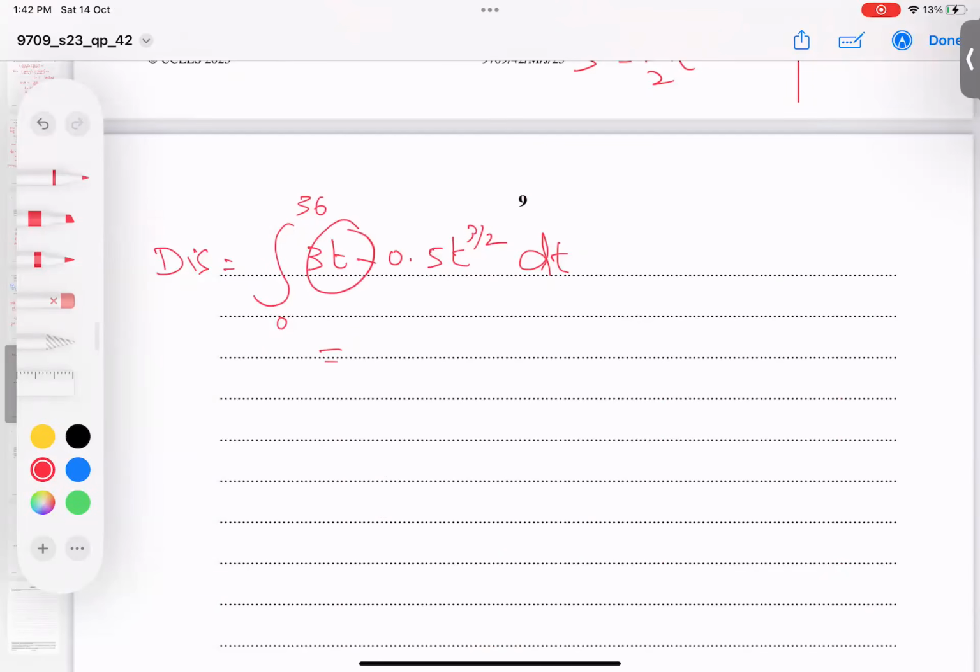What is the power of t? 1. Increase the power by 1, divide by the same. Okay, 0.5, I'm writing half, because decimal format creates trouble for me. So power add, I got 5 by 2, divided by 5 by 2. But this 2 will cancel out with that 2, and limits are 0 to 36.